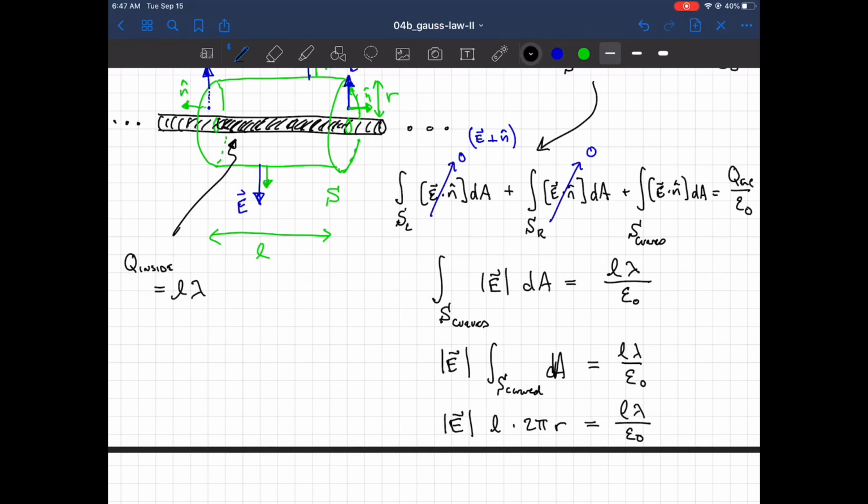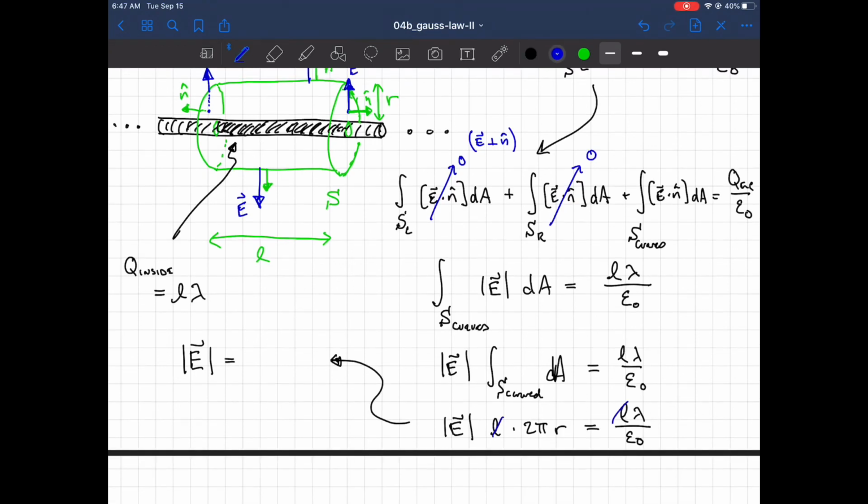And we're almost done. We find that the magnitude of the electric field, the L's will cancel here, is equal to lambda over 2 pi epsilon naught r. And remember, 1 over 4 pi epsilon naught is equal to k, so you could also write that as 2k lambda over r.